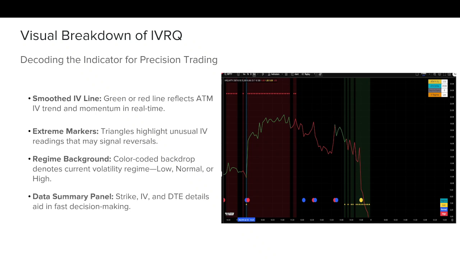Now comes the background color of the chart, which denotes the IV regime, whether we are in a low, normal or high vol environment. If the background is red, we are in a high vol environment. If the background is green, we are in a low vol environment. If there is no color, we are in a normal vol environment. This classification shapes everything from trade structure to sizing. Finally, an information table at the base provides essential context like ATM strike, corresponding IV and days to expiry. With all the elements combined, IVRQ becomes a cockpit dashboard for tactical volatility trading.